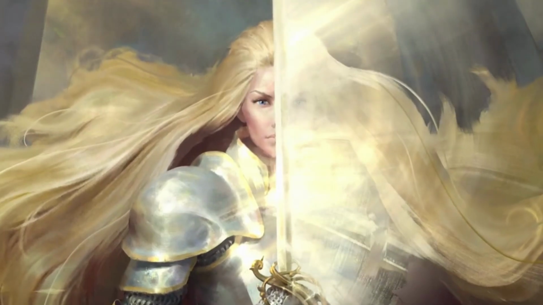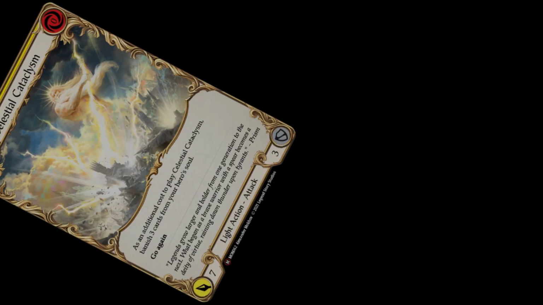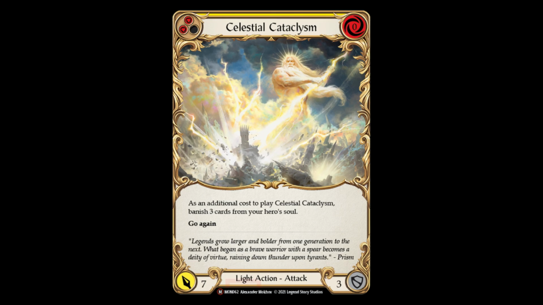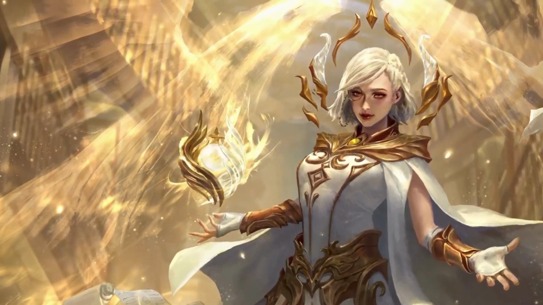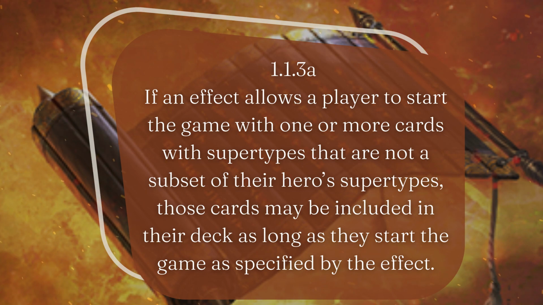Supertypes are included prior to the subtype. Let's pull up Celestial Cataclysm as an example. Its supertype is Light, and its subtype is Attack Action Card, so it can be played by any hero who has the Light talent. Rule 3A adds another layer to the game before the game.